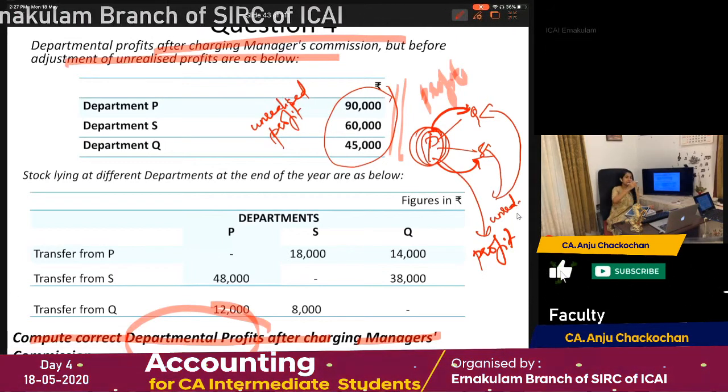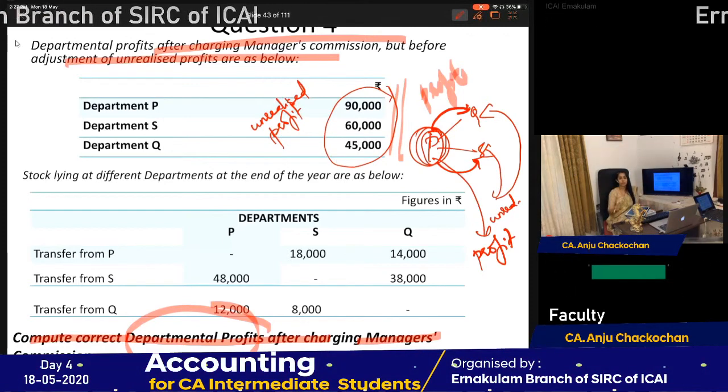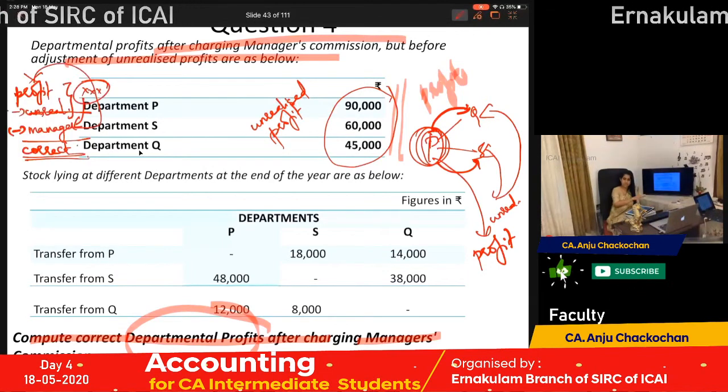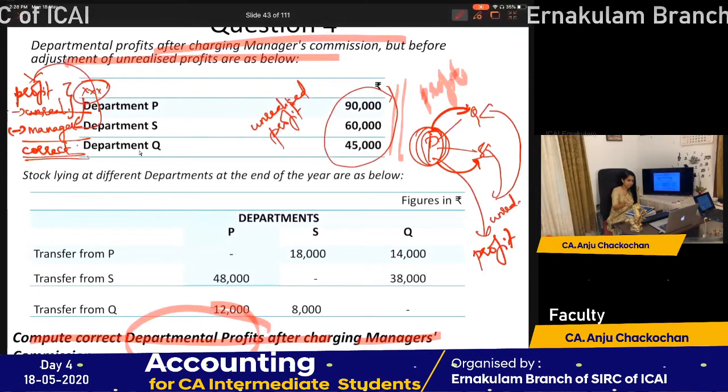The manager's commission was computed before considering the unrealized profit. So you will have to rework and then compute it. Okay. So this is the brief of the question.